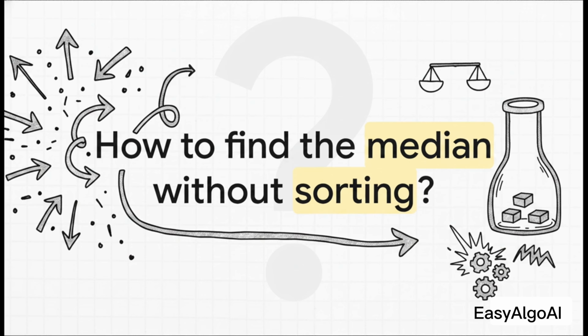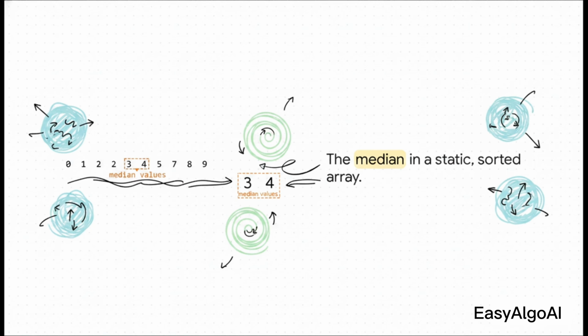But think about the computational cost there. Constantly resorting an ever-growing array, that is a massive bottleneck. It's computationally impossible to sustain efficiently. So we're going to need a completely different approach. To figure this out, let's just ground ourselves for a second with a simple static array. When the data is perfectly still and sorted, finding the median is a piece of cake.